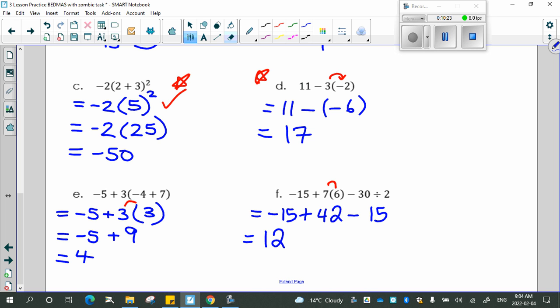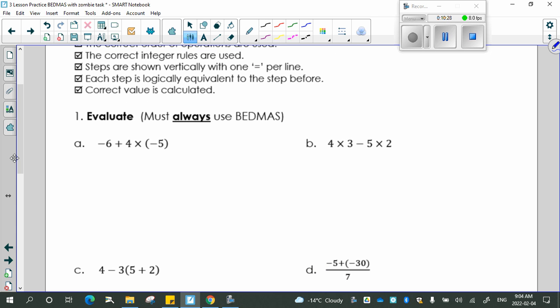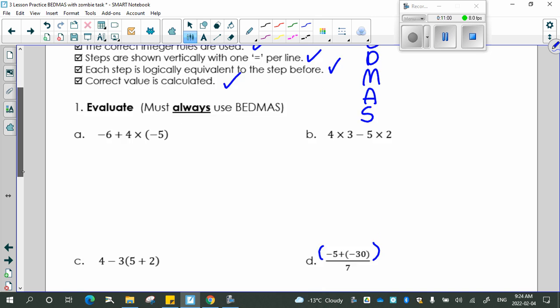Nice. All right. So now we're going to try them on the whiteboard. Okay, so I'm going to put excellence. So we're trying them. You did that. Cross out each answer from the list below, based on your success criteria: that you use the correct order of operations, which is BEDMAS. The correct integer rules are used. Steps are shown vertically with one equal sign per line. Each step is logically equivalent to the one before, and you end up with the correct value.